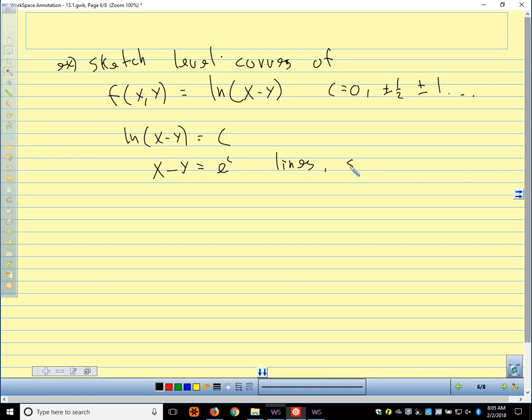And our slope? y equals... negative 1. It would be x minus e to the c. Oh, x minus e to the c. Thank you. Slopes of positive 1. And where are we going to be able to have these lines?